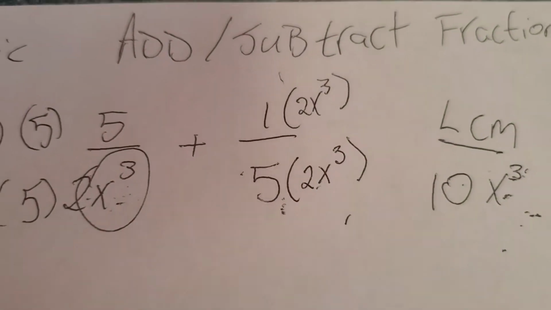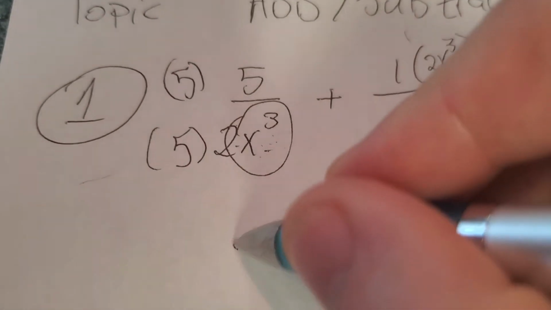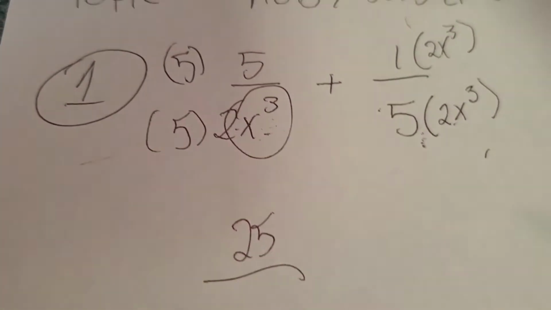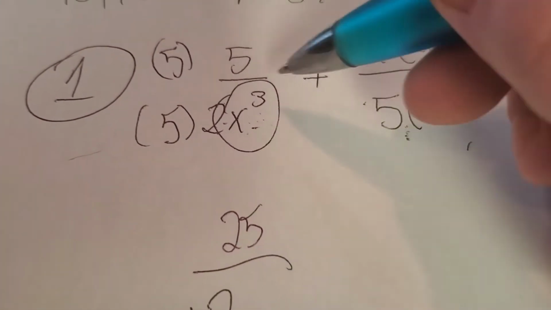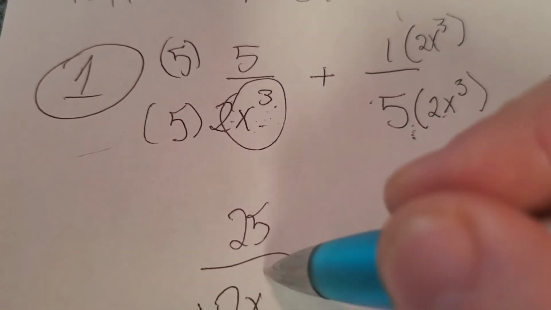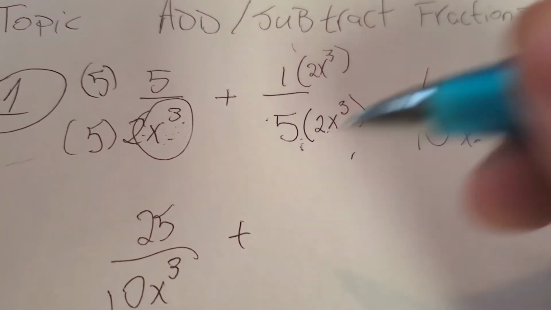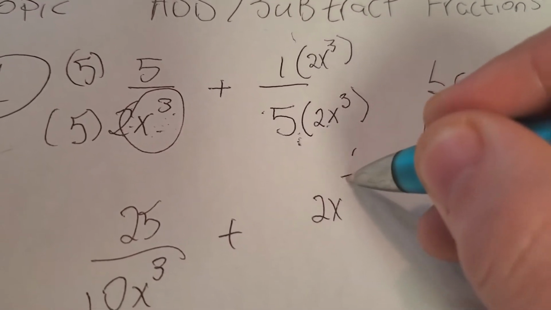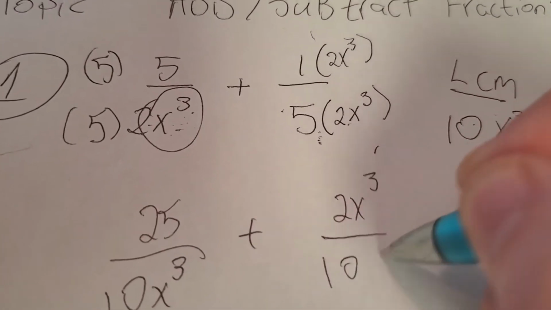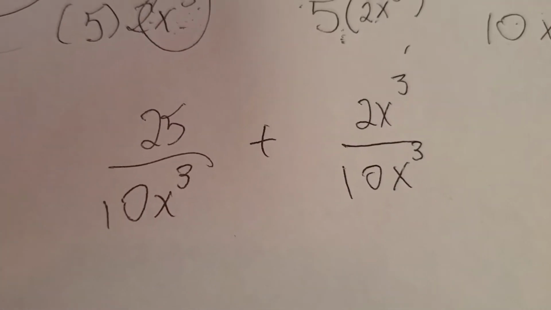All right, now we're going to do a lot of multiplying here. So numerator, top, I have 5 times 5. That should give you 25. The bottom should be my LCM. Let me just check. 5 times 2 gives me 10. X to the third, just put it down there. Perfect. Now it looks like the LCM. Now, plus 1 times anything is just itself, 2x to the third, over your LCM. Okay, and there you have it. Not done yet, but we're getting there.